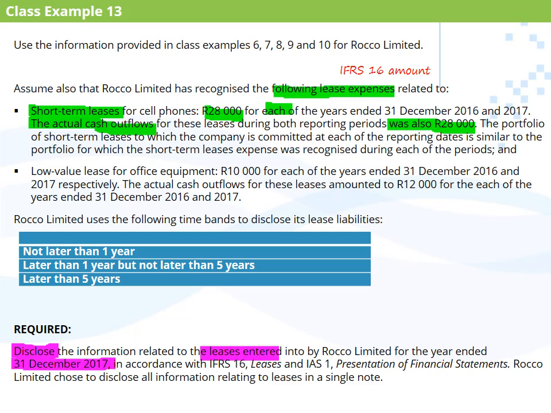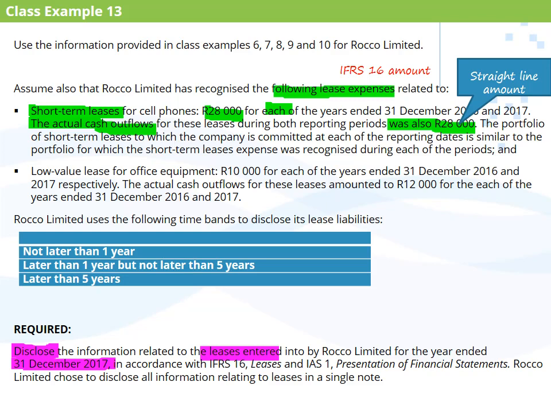Okay, so what do we have here? Remember, short-term leases qualify to be exempt from the general lease accounting requirements of IFRS 16 for the lessee, and they can be straight lined. So because the expense and the cash flows were equal to 28,000 Rand, this is the straight line amount.